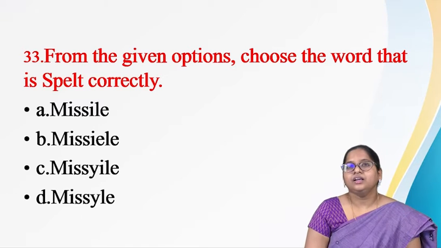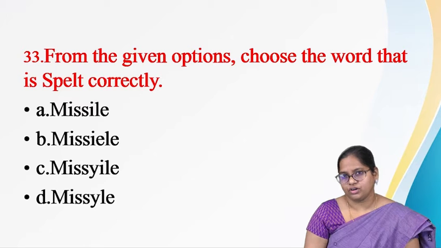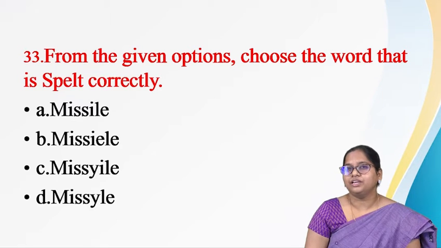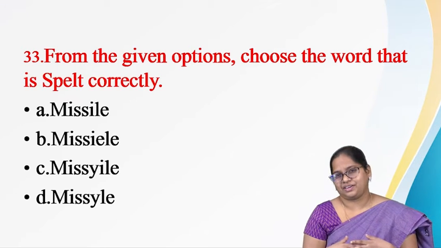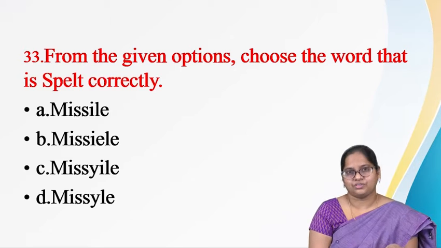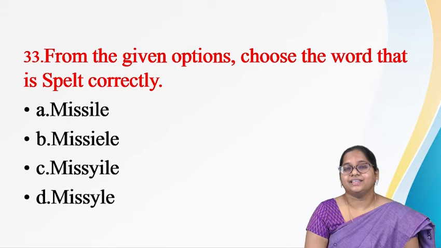Next, from the given options, choose the word that is spelled correctly. So here you have to think about it. The correction of spelling is important. You should have the spelling knowledge, which is why you should have this kind of orthographic knowledge also. Whenever you write words, you have to know the spelling of them, right?